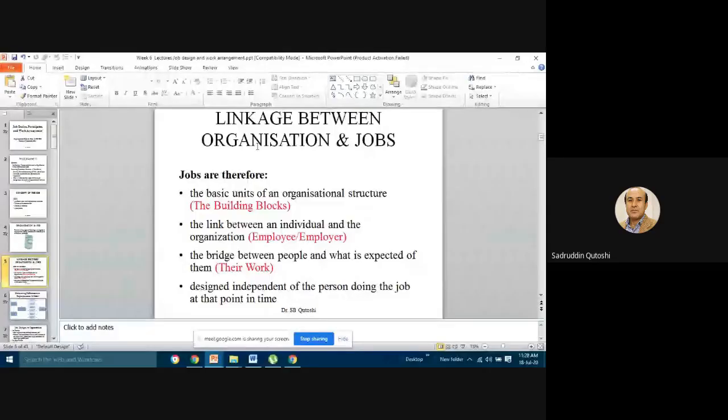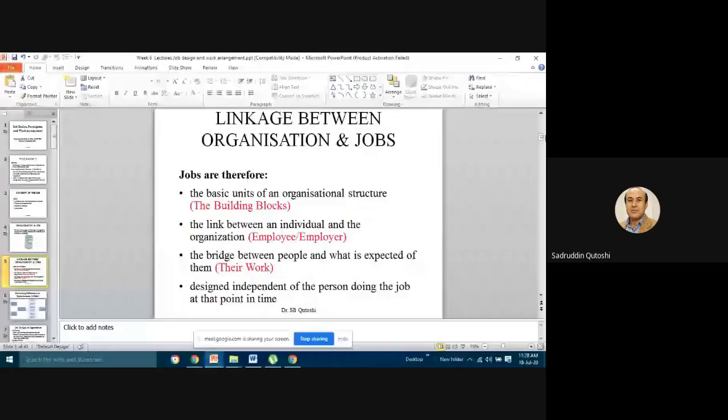So when we look at linkages between the organization and jobs, you can see this job is basically a building block in the organizational structure. Whatever the organizational structure might be, these jobs represent building blocks. The link between an individual and the organization, because when you have a job in the organization, you become an employee, and that organization becomes an employer. So this is a relationship, this is a link between an employee and an employer.